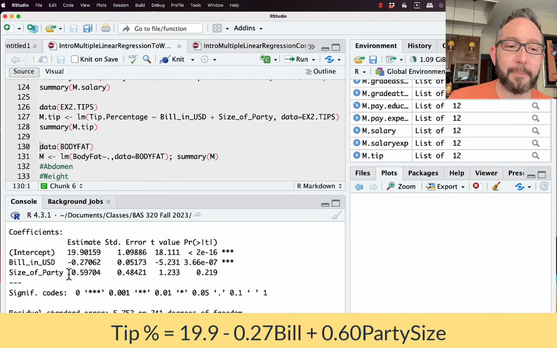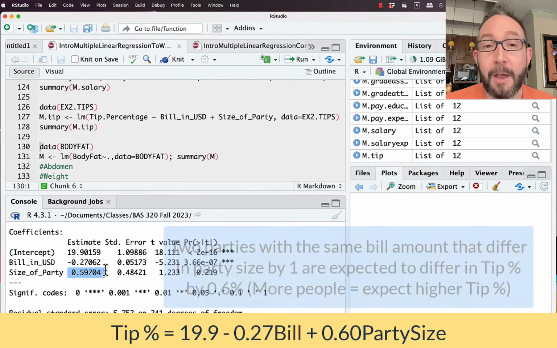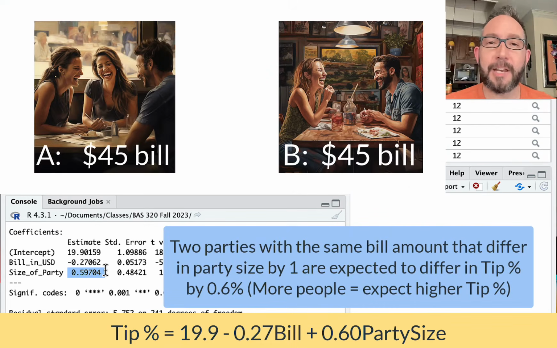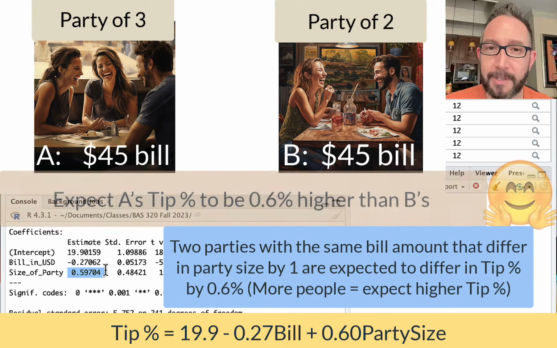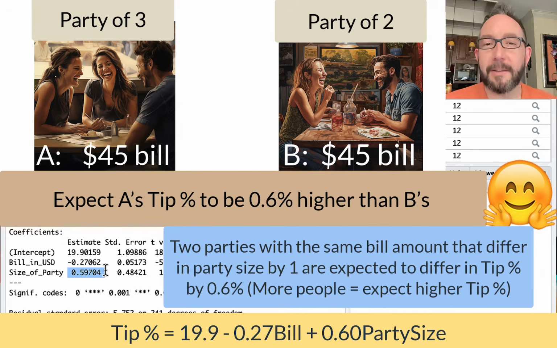All right, what about the 0.6, the coefficient of size of party? Well, once again, we start out our interpretation. Two otherwise identical parties, meaning they have the same bill amount, identical values for the other predictors in the model. Bill is the only other predictor. So two parties that spend the same amount of money on their bill, when they differ in terms of party size by 1, we expect them to differ in tip percentage by 0.6 percentage points. Since it's positive, the party with the larger number of people in it is expected to have the larger tip percentage.